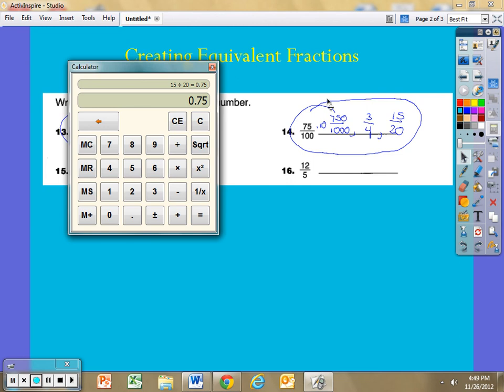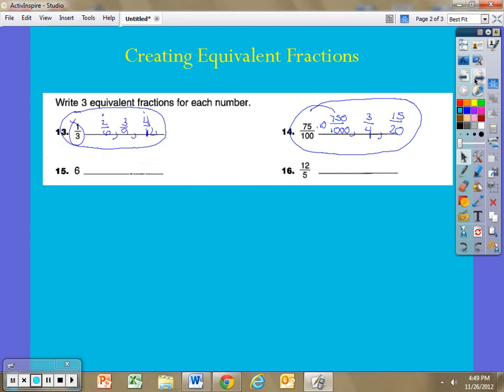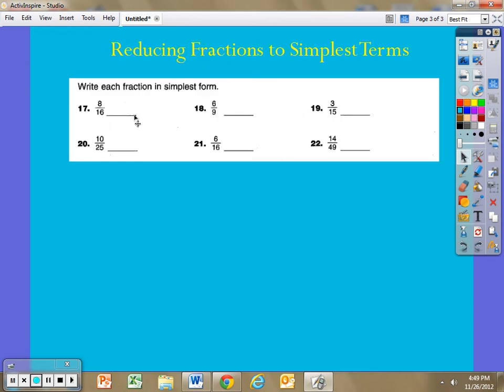All right, last one here. Write each fraction in simplest form. So now I need to reduce these until they can't be reduced anymore. This is where we struggle. Okay, I always look at the smaller number, which in this case is the numerator. And I ask myself, can the numerator be multiplied by anything to get the denominator? Yeah, what times 8 is 16?